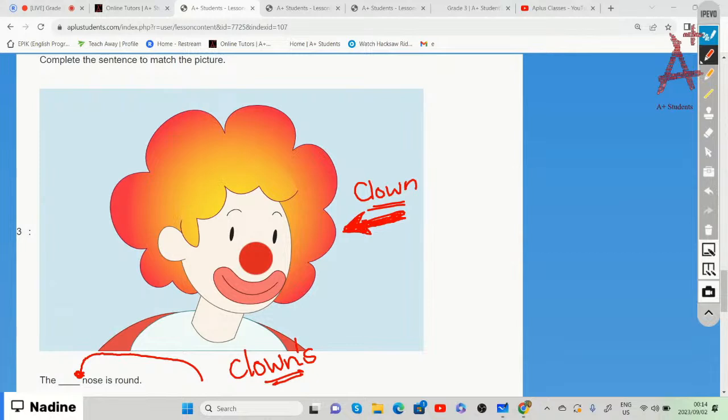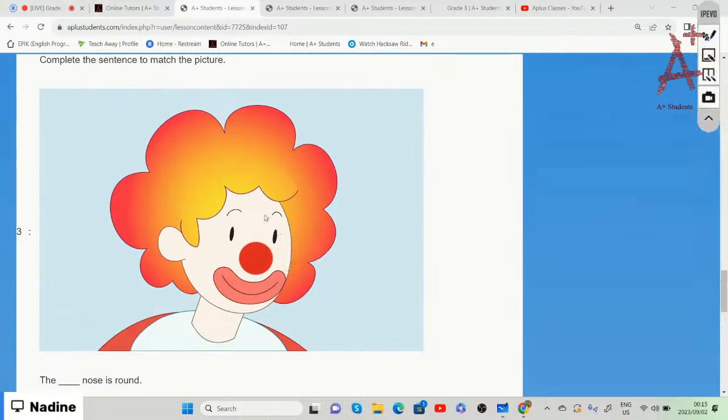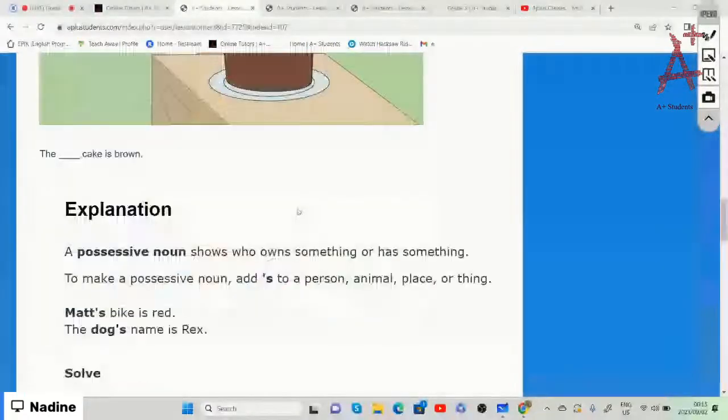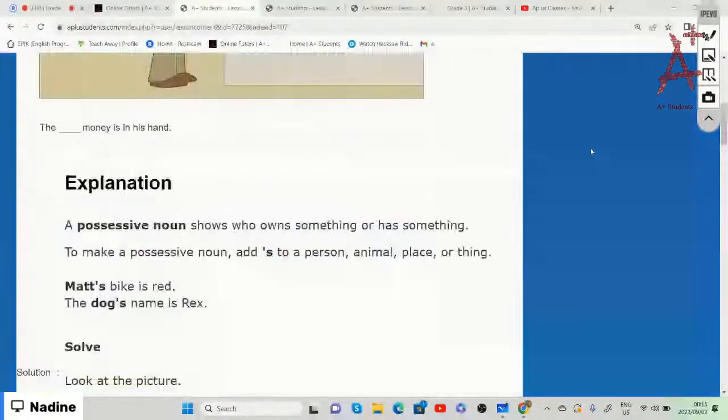And like I say, if you do not put the apostrophe, it's going to basically give us the idea that it is a plural form. So you need to put the apostrophe s. All right, so the clown's nose is red. Clown apostrophe s. Let's go next.